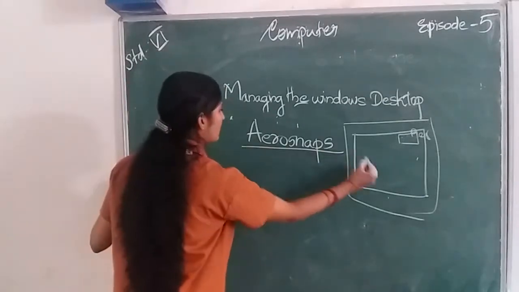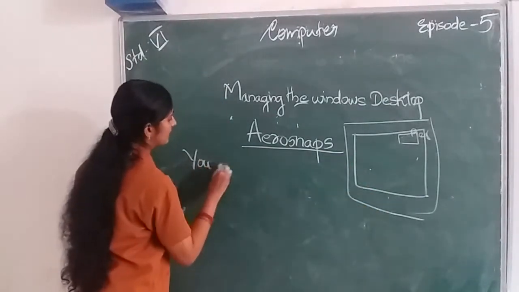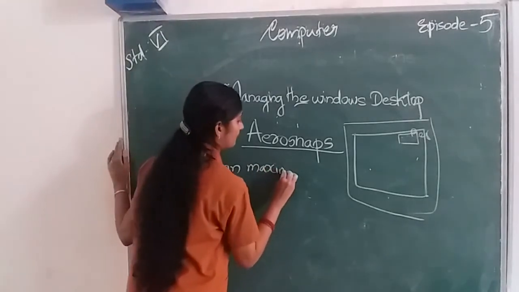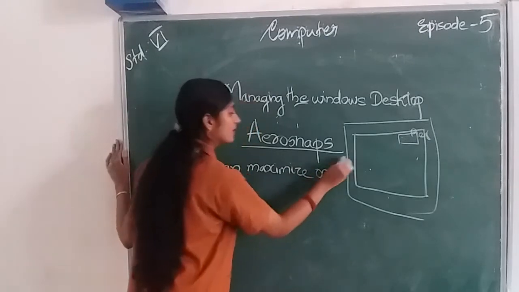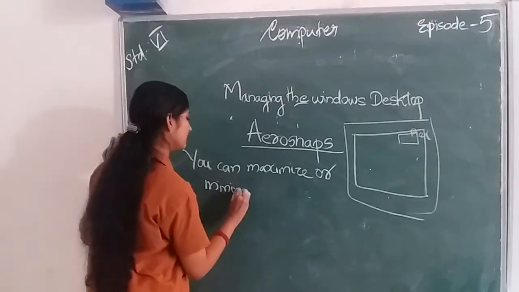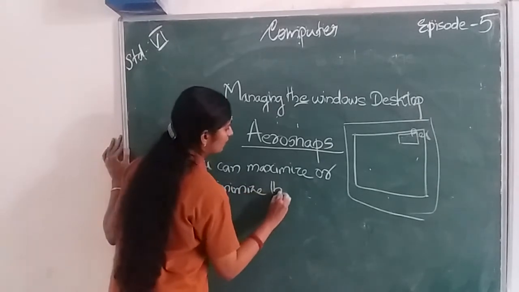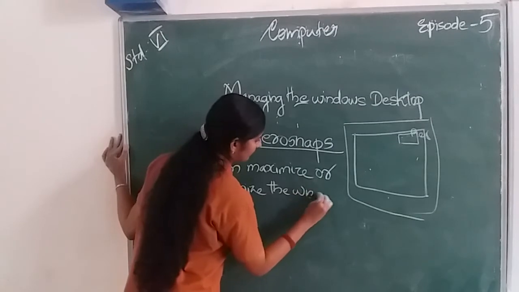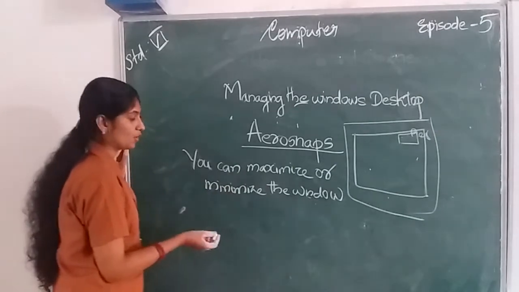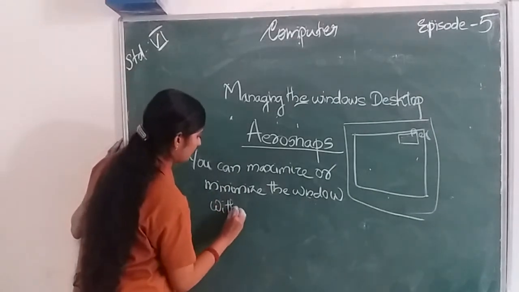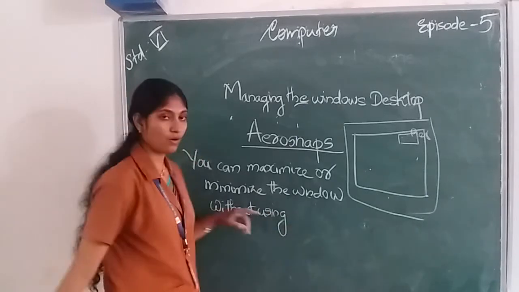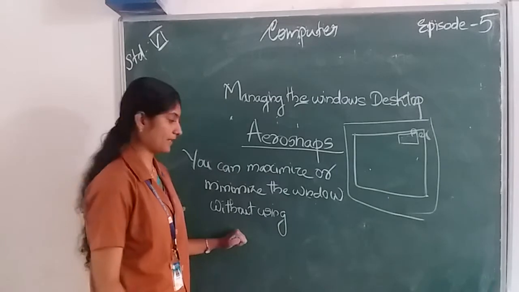So Aero Snap means you can maximize or restore the window without using the maximize or restore button.